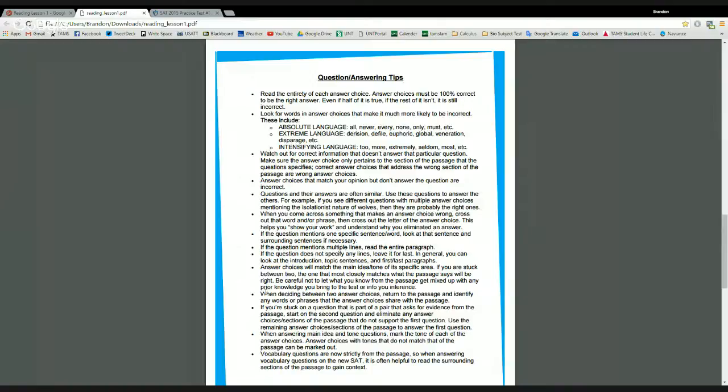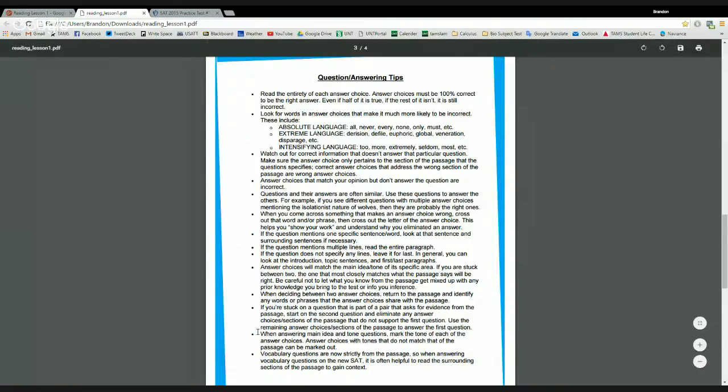If you're stuck on a question that is part of a pair that asks for evidence from the passage, start on the second question and eliminate any answer choices that do not support the first question. Use the remaining answer choices to answer the first question.